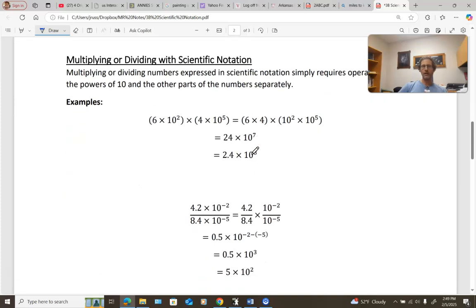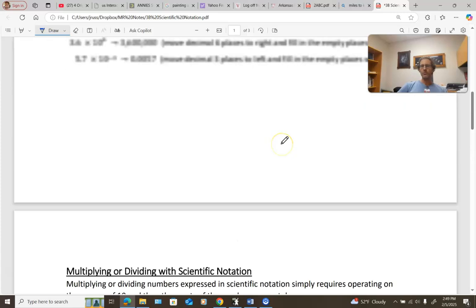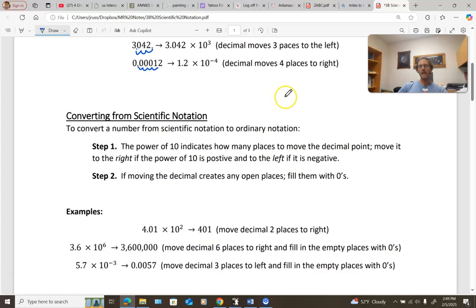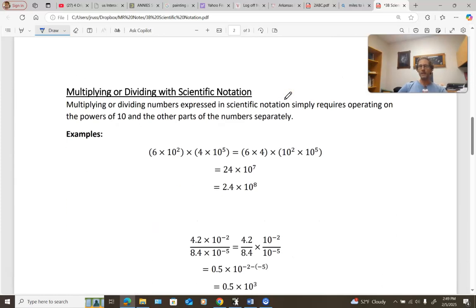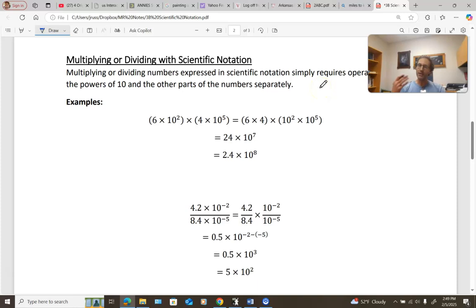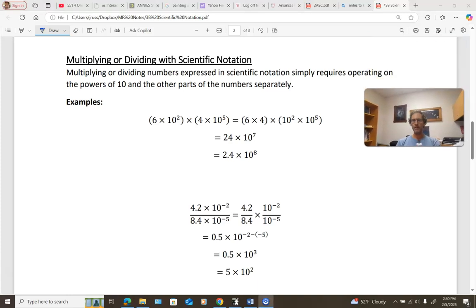Okay, so we just reviewed how to convert from ordinary to scientific notation and from scientific notation to ordinary notation. Okay, and we really covered that in the previous video. Now we're actually going to look at doing some arithmetic with numbers that are expressed in scientific notation. And for multiplication and division, this is pretty straightforward. It says multiplying or dividing numbers expressed in scientific notation simply requires operating on the powers of 10 and the other parts of the numbers separately.